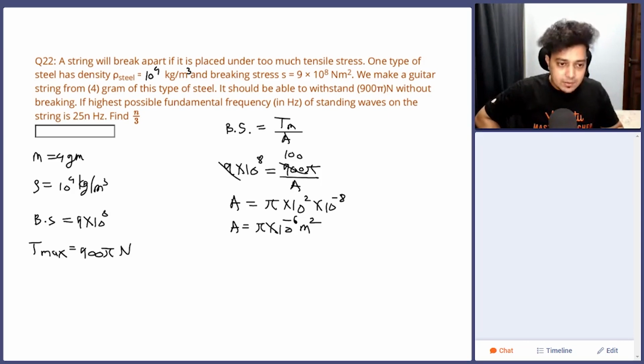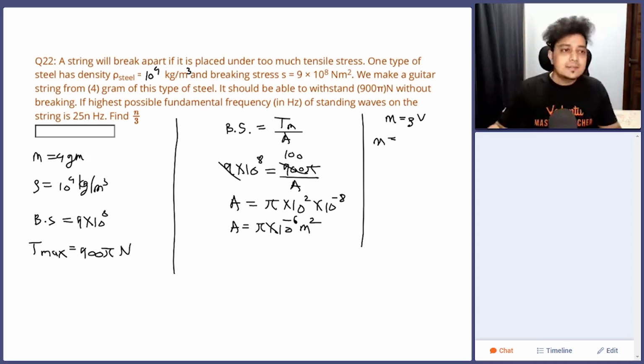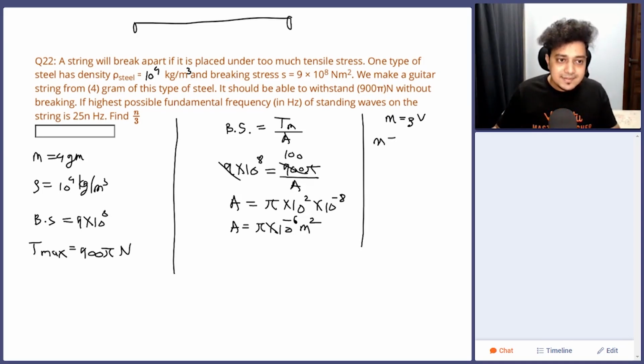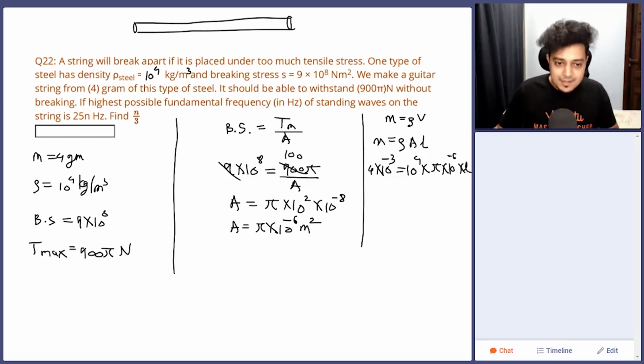Okay. So we have the cross section area. We can get the length of the wire as well. See, mass is available. Mass is density into volume. And a wire is like a narrow long cylinder, so volume can be written as cross section area into length. So mass is 4 grams, so 4 into 10 raised to minus 3. Rho is density, 10 raised to 4. Area is pi into 10 raised to minus 6. Okay. And L is unknown. Correct? L is unknown.